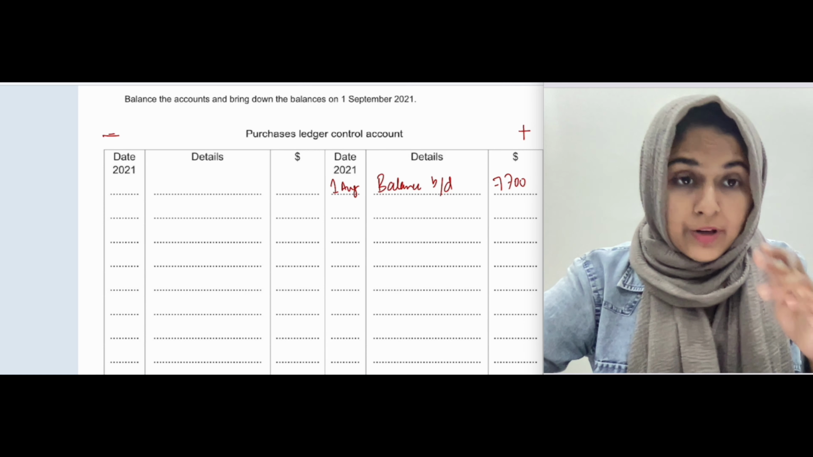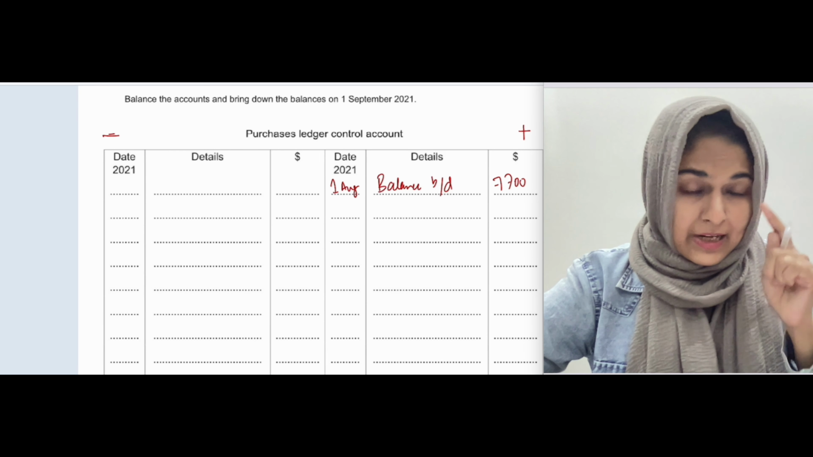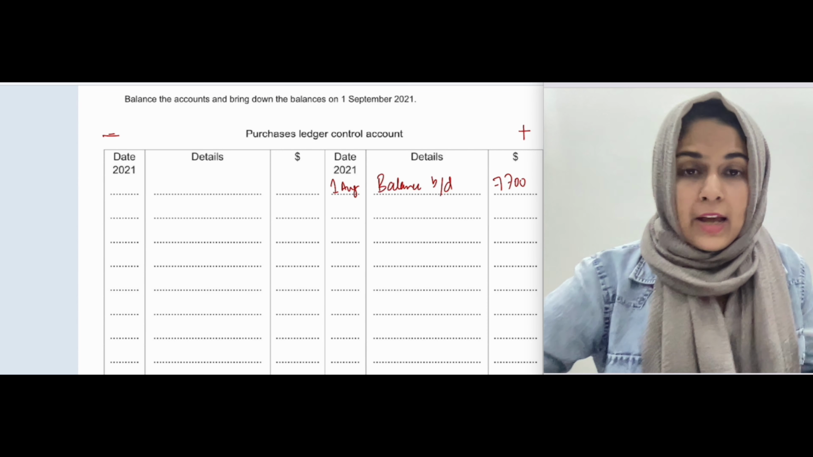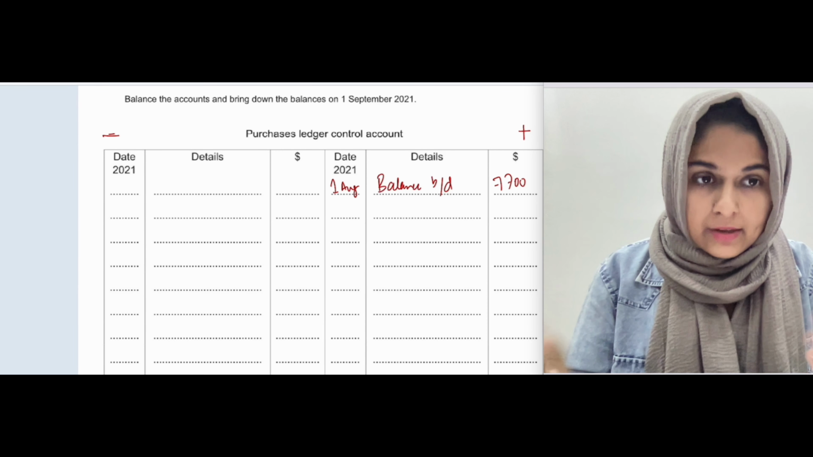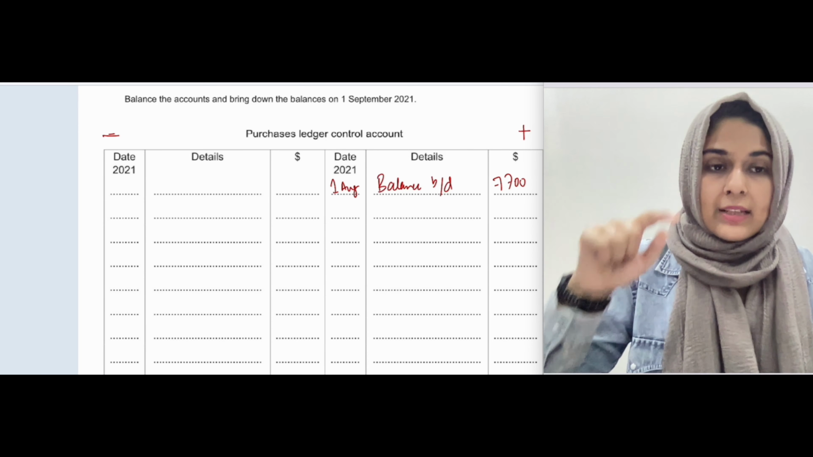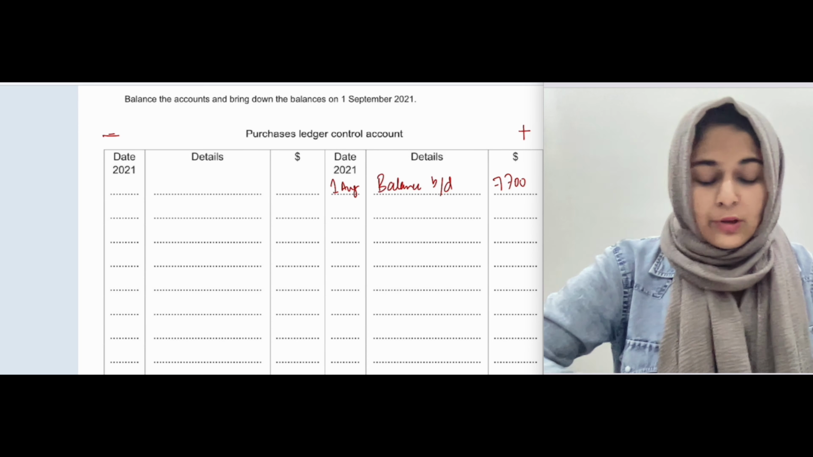So if I purchase from my trade payables, that will increase my trade payable, तो मैं उसको credit side पे लिखूंगी. अगर मैं अपने trade payable को pay करती हूँ या मैं trade payable को कोई goods return करती हूँ, that will decrease my liability, so I will write that on the debit side.